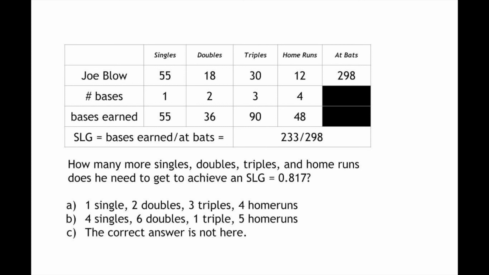We said it was 0.7 something, right? Too low. 233 divided by 298 is 0.782. It's not enough. So the answer is C. The correct answer is not here.